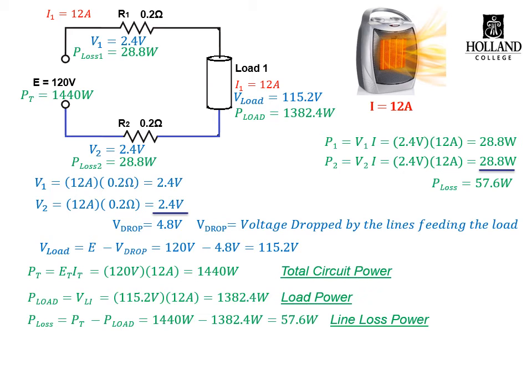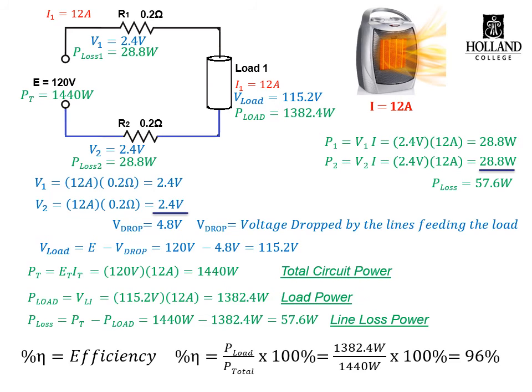Now that we have all the powers, we can actually calculate the efficiency of this circuit. We use the Greek letter eta here to represent efficiency, where efficiency is equal to the power at the load, or the output power over the total input power. Multiply that by 100, and this circuit works out to be about 96% efficient. The power that is dissipated or lost in the wires is energy that we do not want to lose. That's why we call it a loss. We cannot avoid line loss power.